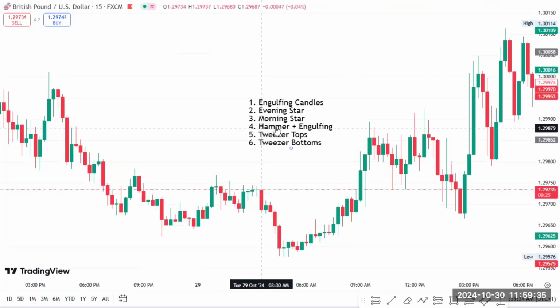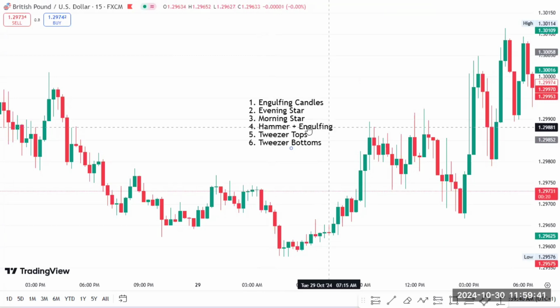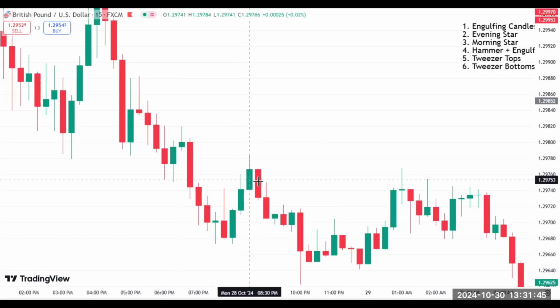Now I want to show you a hammer plus an engulfing candle. Okay, so when you see a hammer and then an engulfing candle, it is also a strong sign of a reversal. Now pay attention to the type of hammer that I'm going to show you. These two candles, we have a hammer here that is inverted, then you have an engulfing candle after the hammer that completely engulfs the body of the hammer. So these two, when they occur together, that is a clear sign of a reversal.